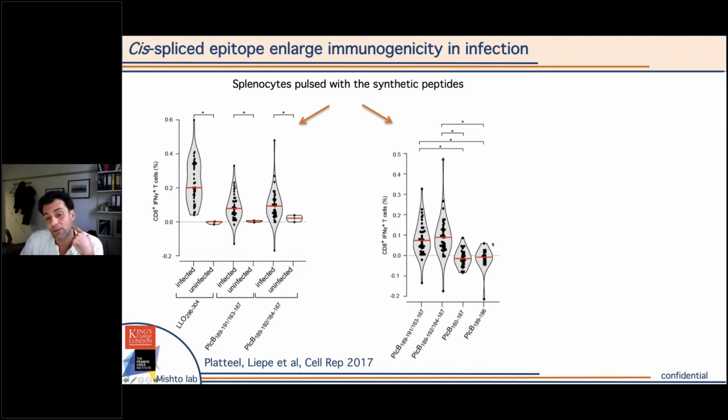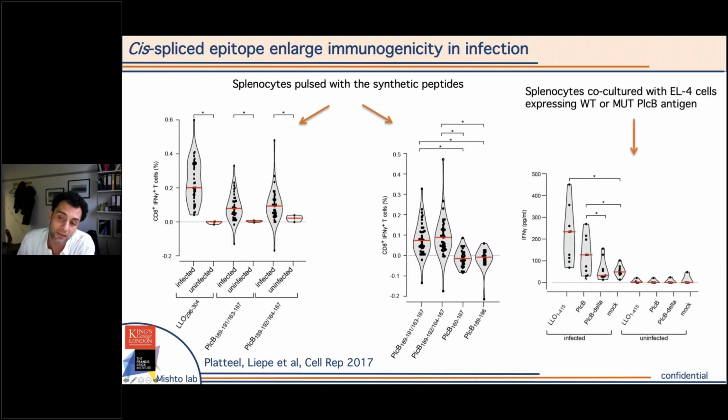Also, the splenocytes of infected mice do not recognize the peptides that share part of the sequence that is present in the spliced peptides. So the response is specific towards the spliced peptide. This is even clearer in the experiment that we performed during the revision, where we co-cultured the splenocytes of infected mice with EL4 cells transfected with the LLO antigen, and then we measured a response as our positive control.